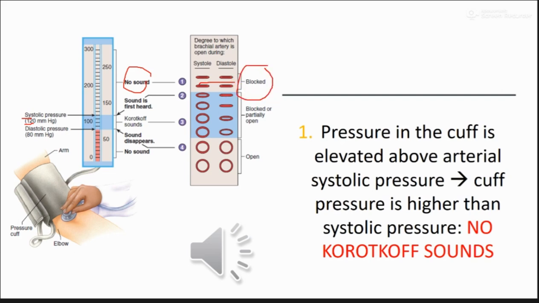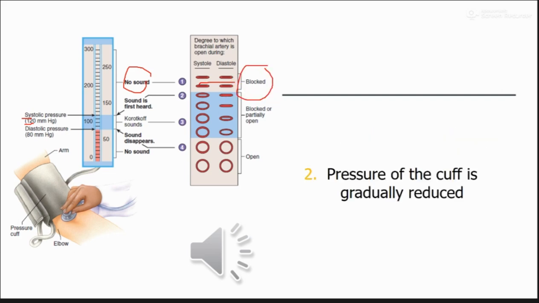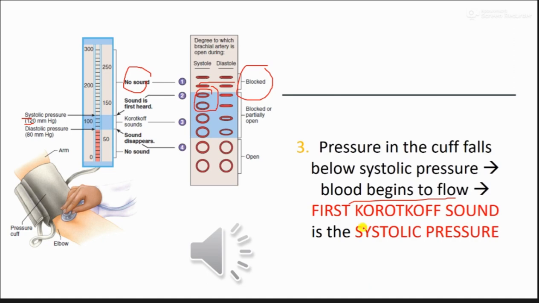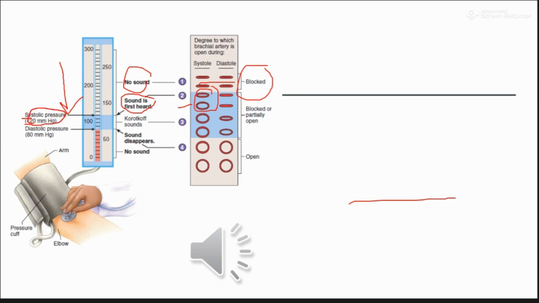Okay, they are blocked. The second step is that the pressure of the cuff is gradually reduced. So this is when you are already deflating the cuff. You are now opening the blood vessels, but only partially, so you can see here, partially open. The pressure in the cuff falls below the systolic pressure, so blood will begin to flow. You can also hear the first Korotkoff sound. That is your systolic pressure, 120.